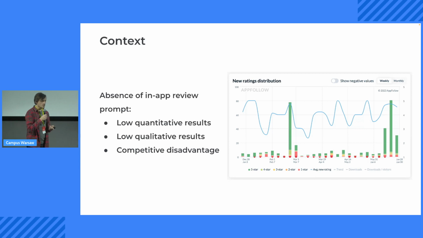So low quantitative and qualitative results pushed us to implement this Google Play native prompt. And of course, as I've said, competitive disadvantage. It was very strange to see that we are doing in some countries 100,000 rides a month, and we have 1,000 ratings for our application in this country.